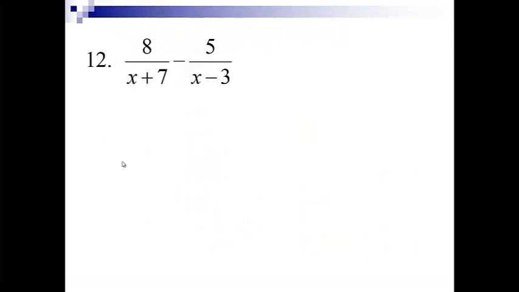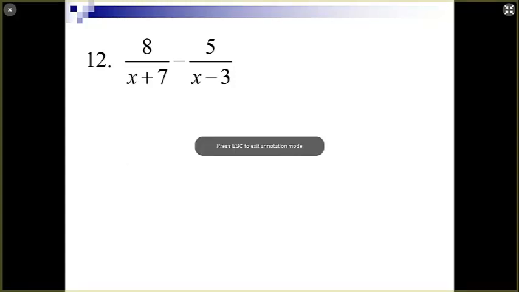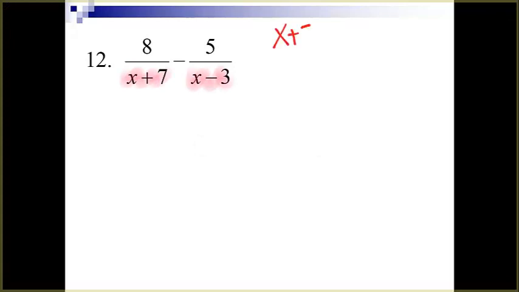Okay, and slightly more complicated yet again. So now we have 2 different binomials in this case. So I have an x plus 7 and an x minus 3. You'll get quicker at these once you start practicing these. So we have an x minus 7 as one of the denominators, and we have an x plus 3, or an x minus 3 as one of the denominators.